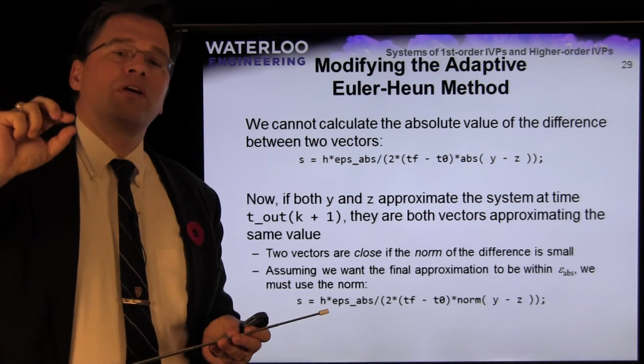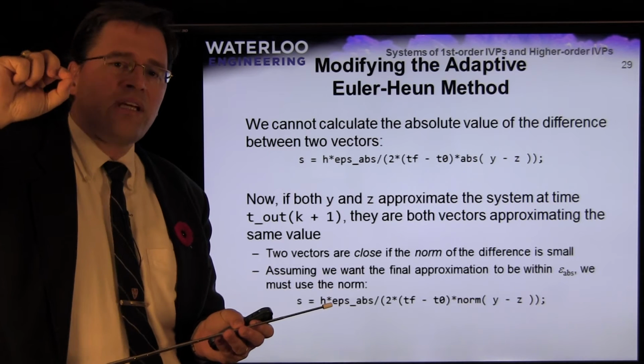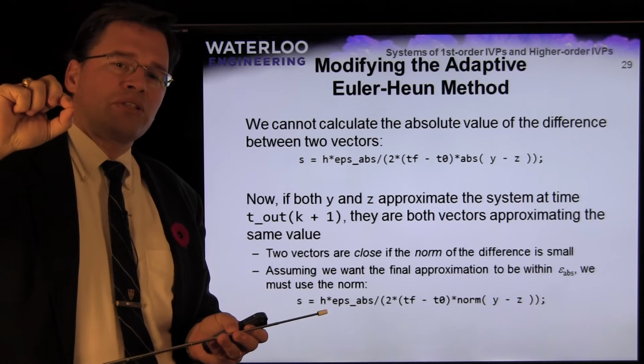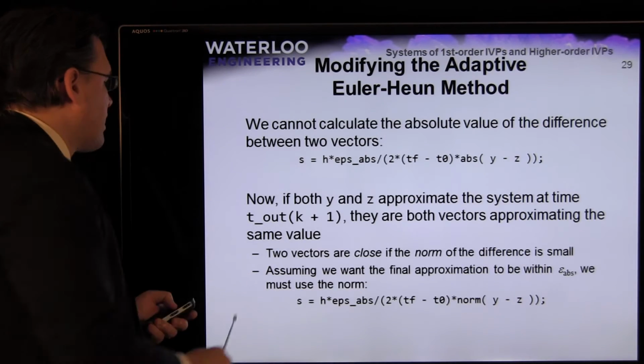How close are those two? Y is a fourth order approximation, z is a fifth order approximation. How close are those two? We'll use that to calculate S.